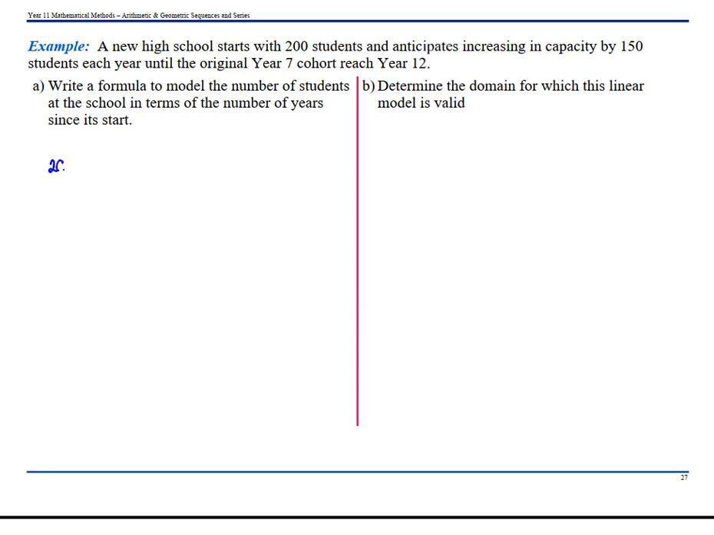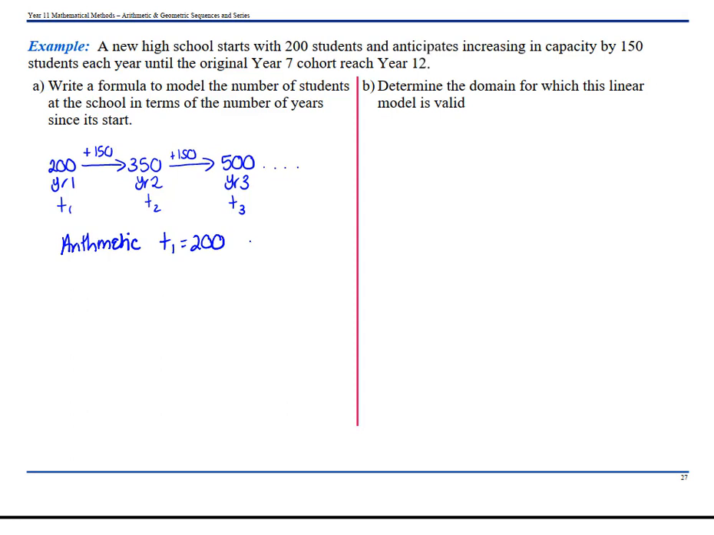So if we start with 200, then the next year we're going to add our 150 and we'll have 350. Then we're going to add another 150 and we get 500. And then that keeps going. Okay, so this is year 1, this is year 2, this is year 3, this is our T1, T2, T3. So you should be able to see that it's arithmetic, where T1 is 200 and D is 150.